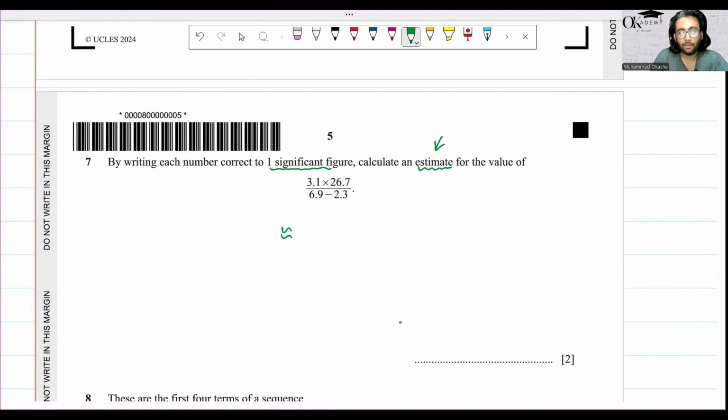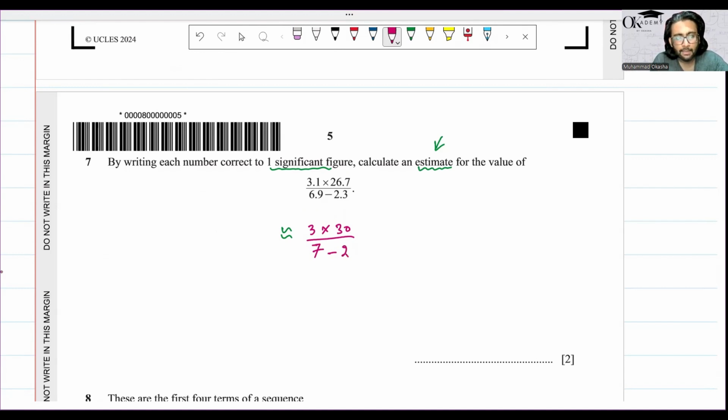This tells you that whatever I'm about to do is an approximation of what is already written over here. So 3.1, if you round it to one sig fig, is just 3. Multiplied by 26.7, rounded to one sig fig, is 30, because 30 is one sig fig. Divided by 6.9, rounded to one sig fig, is just 7. If I made it 7.2, there would be 2 sig figs, just to let you know. Minus 2.3, rounded to one sig fig, is just 2.